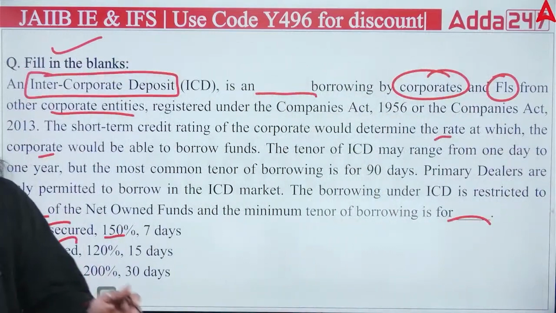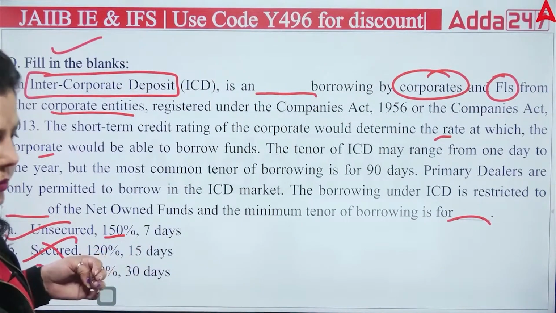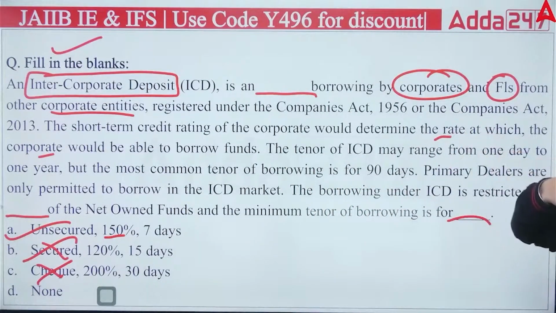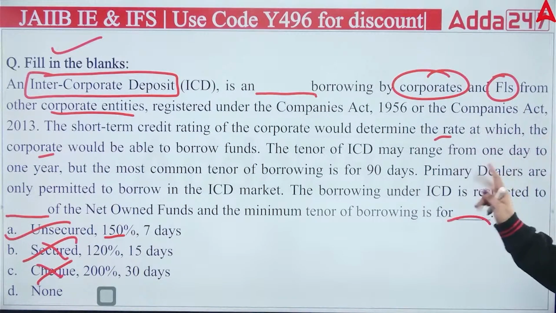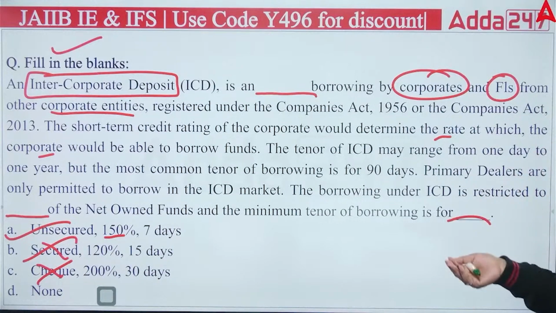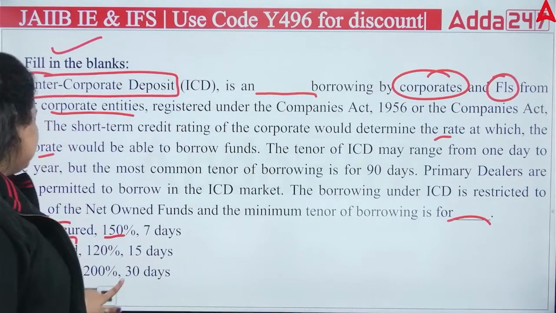So your right answer will be A. Okay, your right answer will be what? It will be A. It simply says a party can participate in the ICD instrument where the corporates are giving loans to each other for a period of 1 day up to 1 year, and the most commonly used tenure is 90 days. Apart from that, borrowing is up to 150% of net owned fund and the minimum tenure is 7 days. Okay, so the right answer will be what? It will be A. Your right answer is option A.